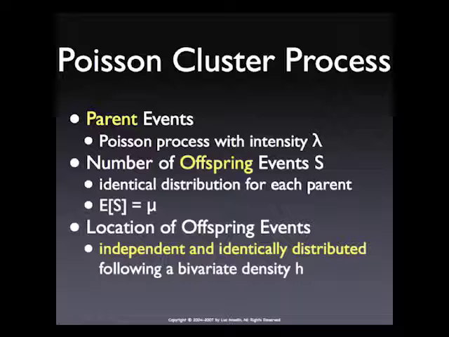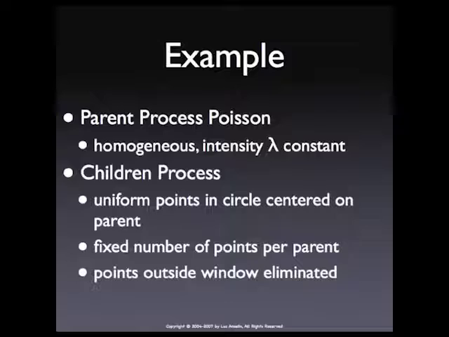And we have a minute or two to go through this example. So we start with a Poisson process for the parents. It's homogeneous, constant intensity. Then we keep it simple and we put a circle around each parent with a given radius, and we have the same number of points for each parent, and we put them randomly in this circle, and then we stay within our unit square and we kick out all the points that somehow fall outside the area of our window.